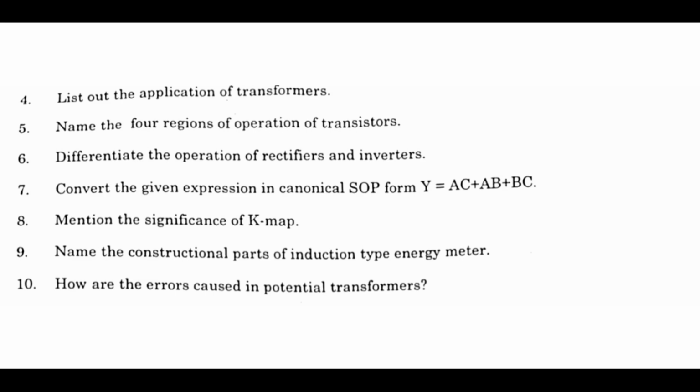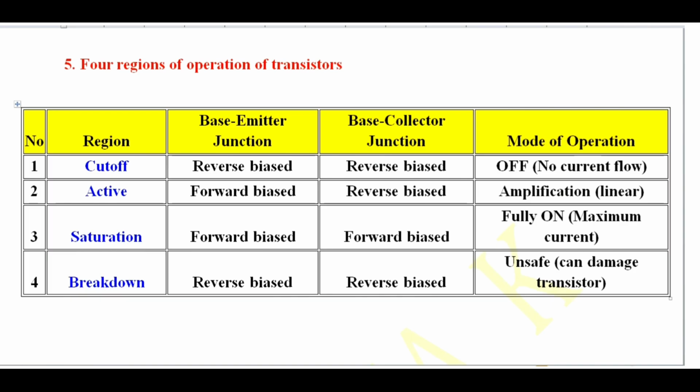Fifth question is, name the 4 regions of operation of transistor. First, cutoff region. In this region, the transistor is off. Both the base emitter and base collector junctions are reverse biased. Because of this, no current flows through the collector except a tiny leakage current.